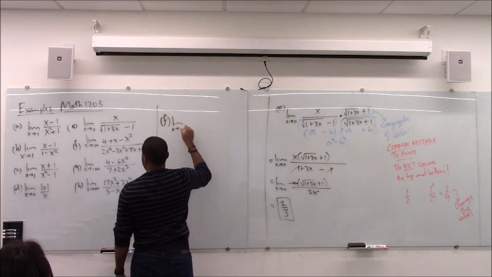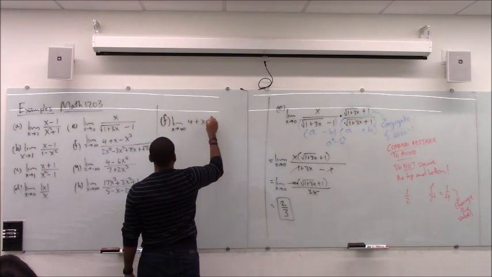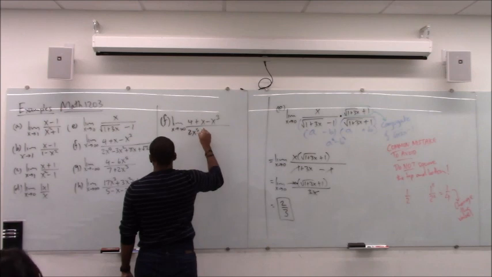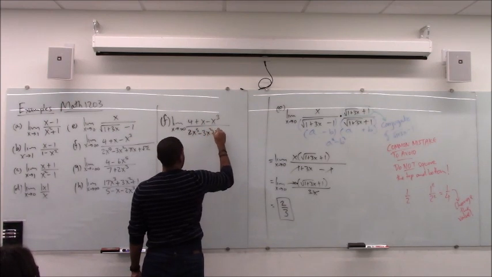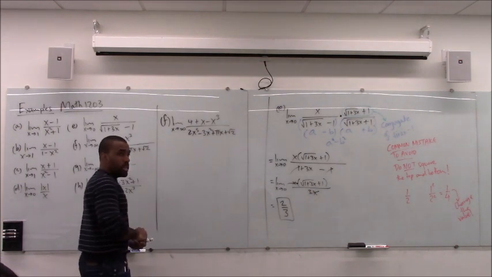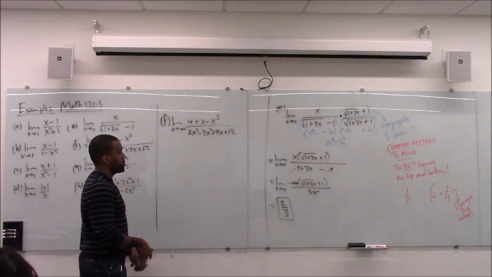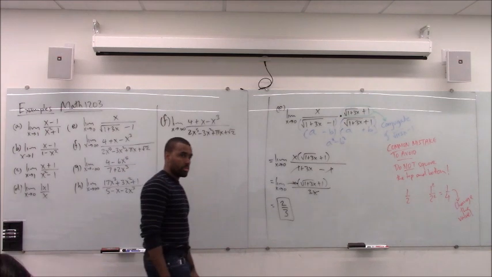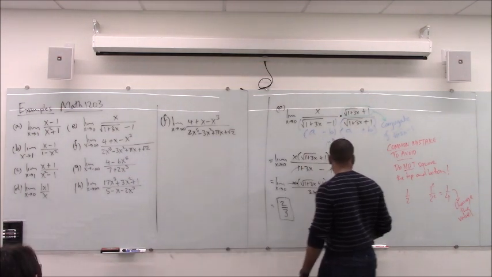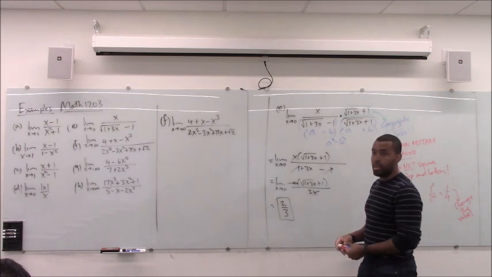Limit as x approaches infinity of a rational expression with a square root, plus 5x. Okay, any guesses for this one? Is it just 0?